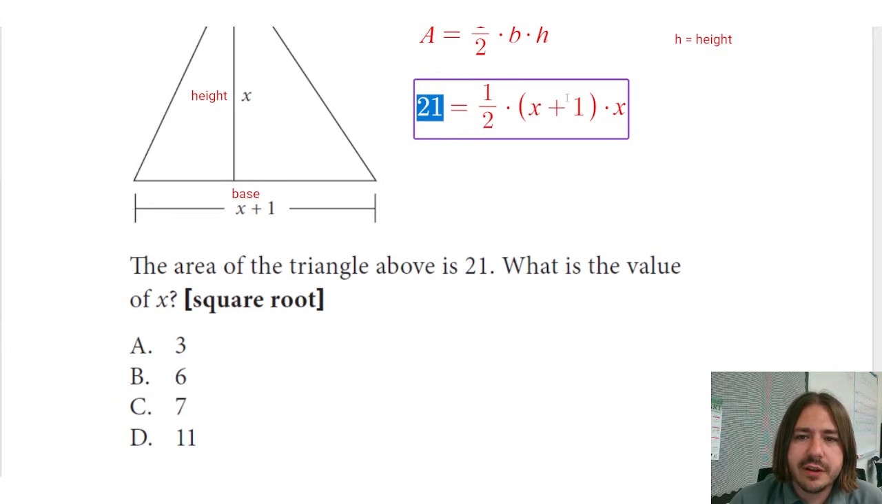I throw in 6 here. 6 plus 1 is 7. 7 times 6 is 42. And half of 42 is 21. So we know what our answer is going to be here. It's going to be B. You could check 7 and 11 and see that they're not right. But I do want you to know that that is a solid strategy for answering these multiple choice questions.